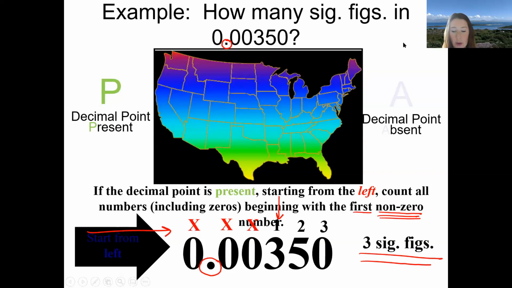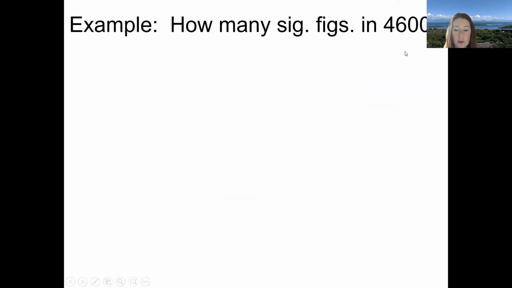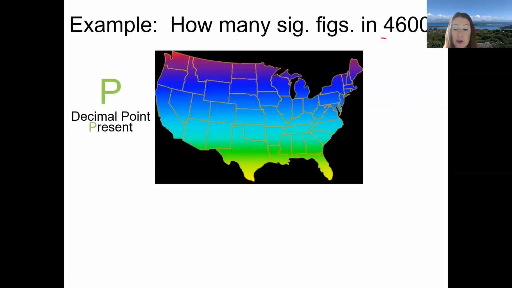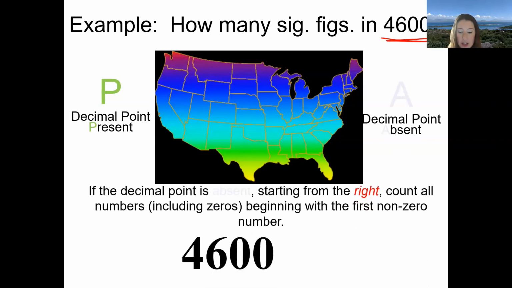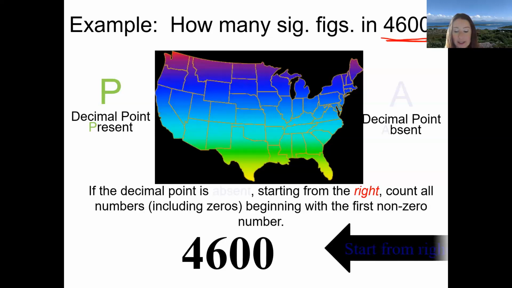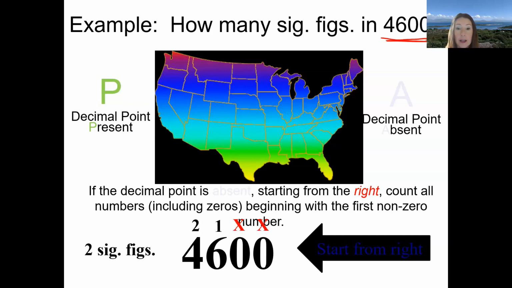Let's try one with the decimal point absent. So 4,600, there's no decimal point here. So the decimal point is absent. So we start counting absent, Atlantic. Again, we start with the first non-zero number. Well, that's a 0, doesn't count. That's a 0, doesn't count. 1, 2. So this has 2 sig figs. So now, this is sig figs, right? There's only 2 rules: present, Pacific, absent, Atlantic.